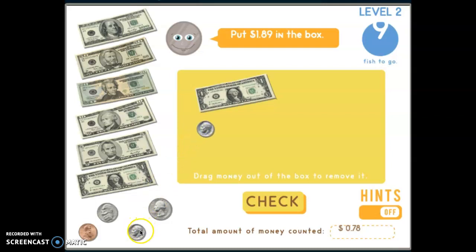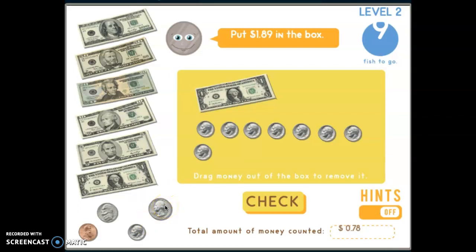$1 and 10 cents, $1 and 20 cents, $1 and 30 cents, $1 and 40 cents, $1 and 50 cents, $1 and 60 cents, $1 and 70 cents, $1 and 80 cents. If I add another one, I have $1 and 90 cents. That's too much money. So I cannot add another dime. Can I add a quarter?